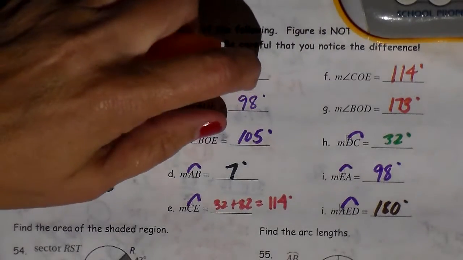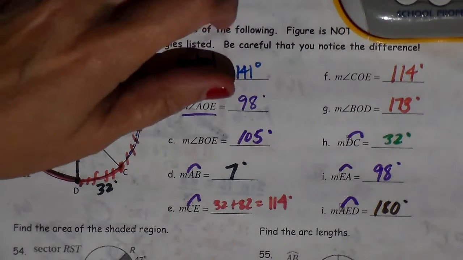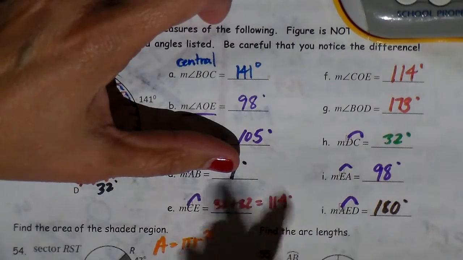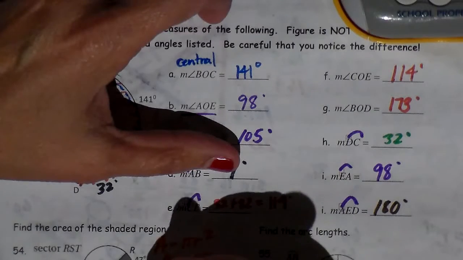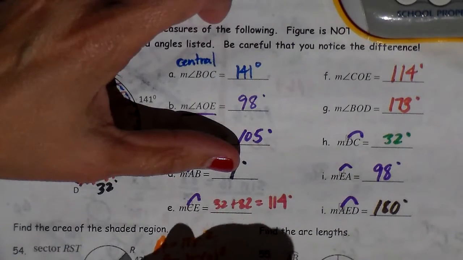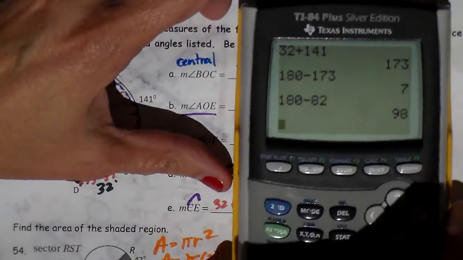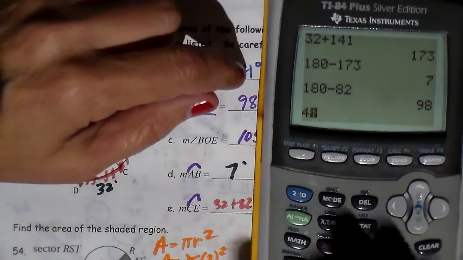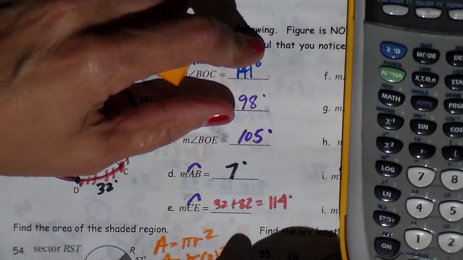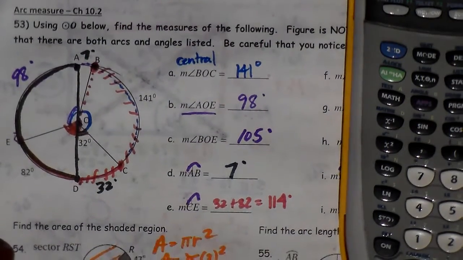When you find the area of a sector, you're finding a percentage of the area of the circle. So the area of this circle, remember area is pi r squared. The radius is 2. So the area of this circle is pi times 2 squared, which is 4 pi. And that's about 12.6. I'm going to round it just so you can understand it a little bit better. So the whole circle is 12.6, right?